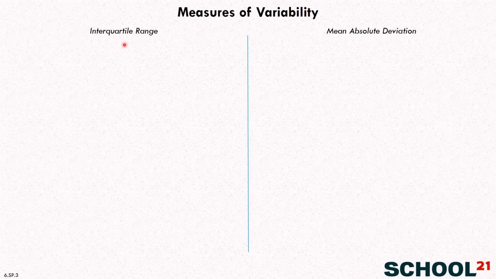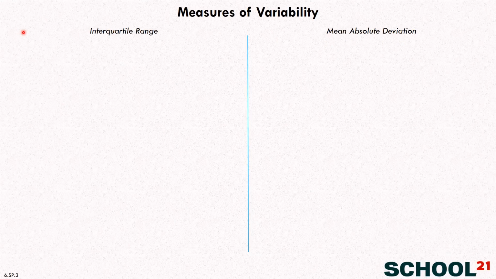We're looking for a single number that can tell us how spread out a data set is, kind of like mean and median are single numbers that tell us where the center of a data set is. Interquartile range tells us how spread out a data set is, and mean absolute deviation is a different kind of calculation that tells you the same thing. It's good to be familiar with both.